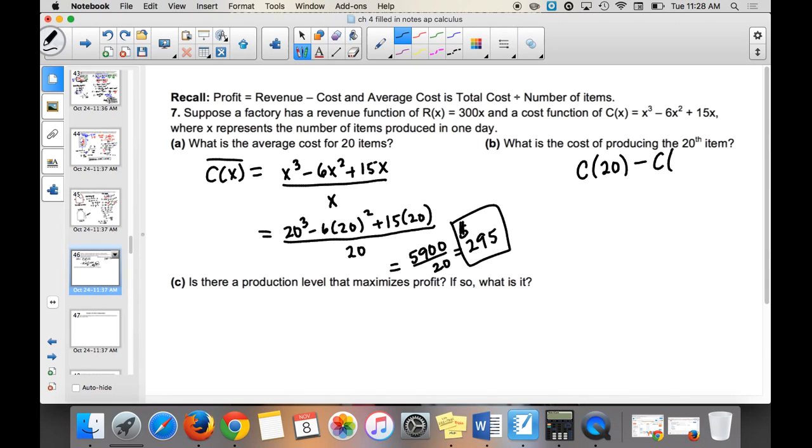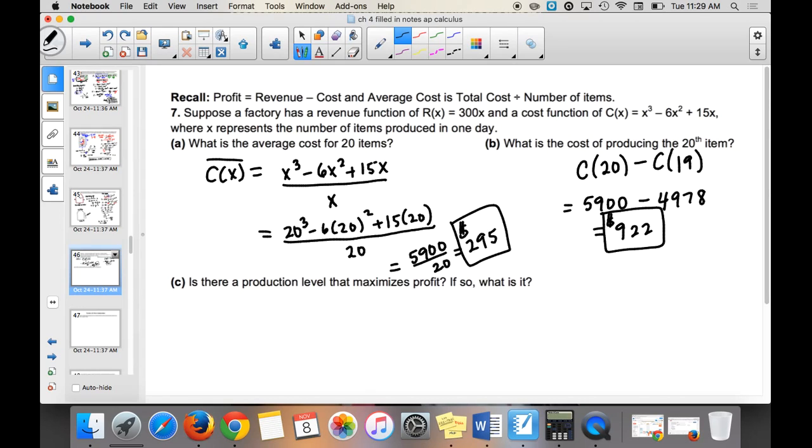The cost of the first 20 minus the cost of the first 19, right? That would be the cost of the 20th item. Does that make sense? So the cost of the first 20 items is 5,900. We just found that. And then the cost of the first 19, plug in 19 into the cost function. So that was 4,978. So we get a total of $922. Ooh, that's a lot. Is that right? So it's more expensive to create the 20th than the first one, I guess.